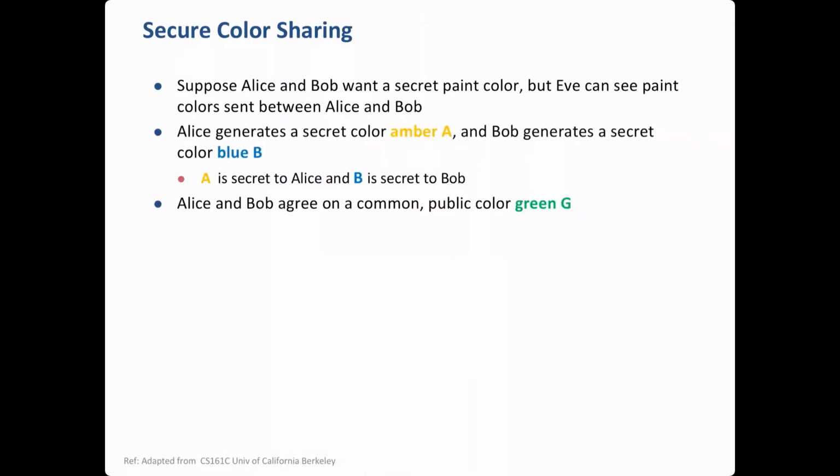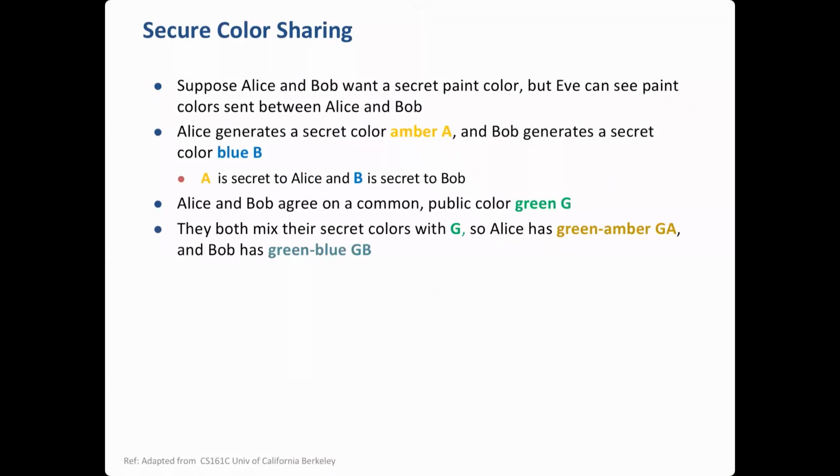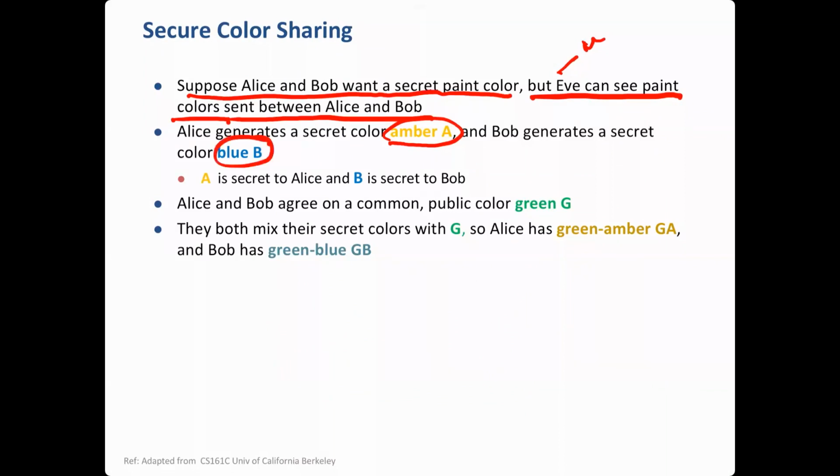So now, algorithmically, we can say Alice and Bob want a secret paint color, but Eve or Mallory, anybody, can see the colors sent by Alice and Bob. Alice generates her secret color amber, which is A. Bob generates his secret color, blue, B. Obviously, A is secret to Alice and B is secret to Bob. Then Alice and Bob agree on a common color, green. They may publish it, or they may send it to each other.